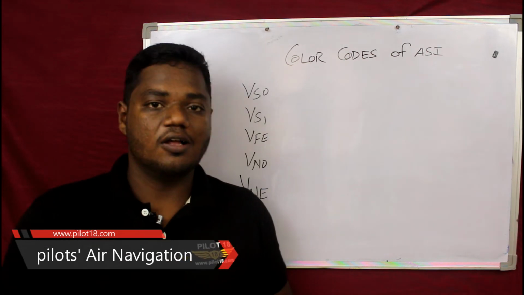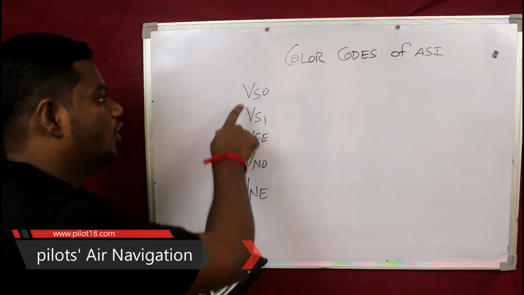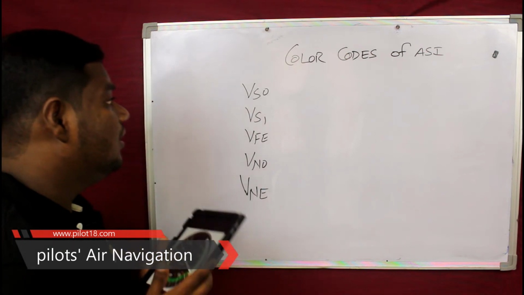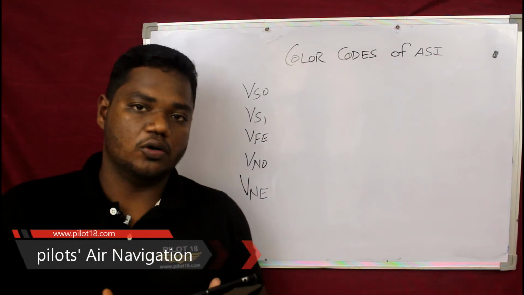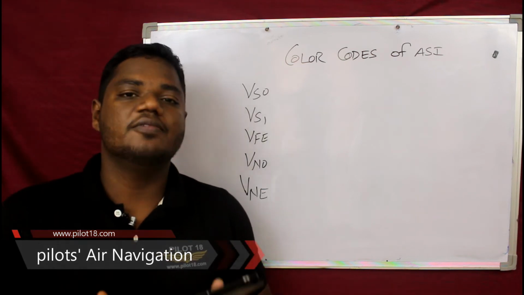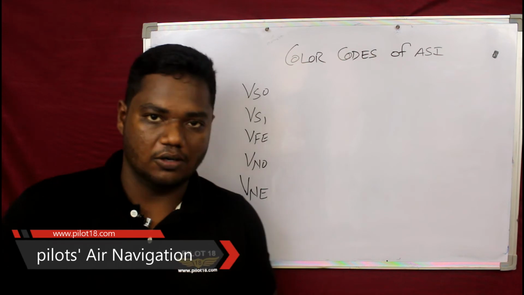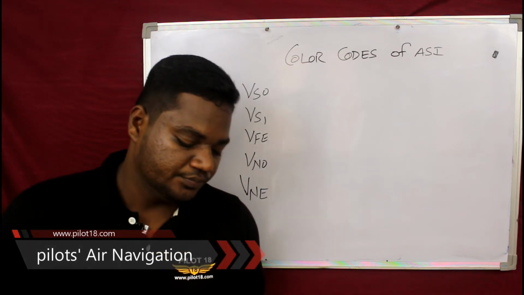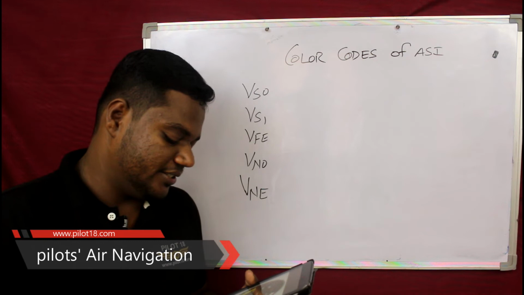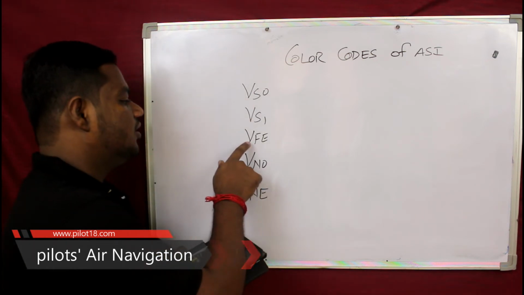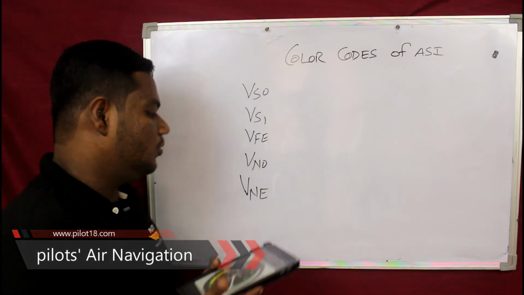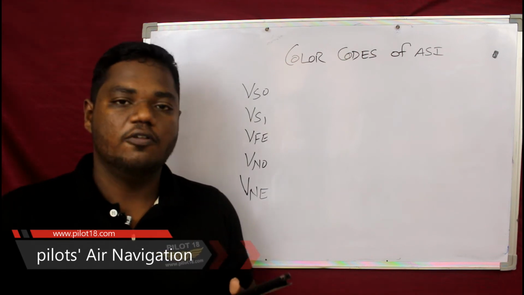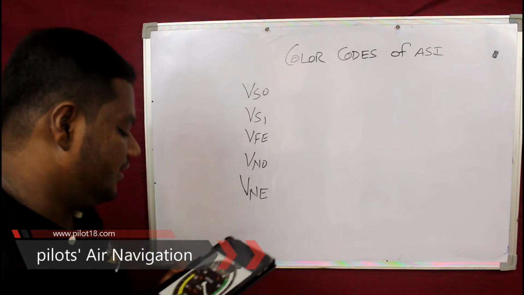So the lower end indicates VSO, V for velocity or speed, stall operating speed. Okay, so this is the speed where the aircraft will stall in landing configuration. Landing configuration means when the flaps are fully deployed and the landing gear is down. Okay, so that's the stalling speed with your flaps full and landing gear down. So let's see the upper end of the white arc. The upper end of the white arc says VFE. VFE means flap extended speed. So 85 knots is the maximum speed you can fly with your full flap extended.